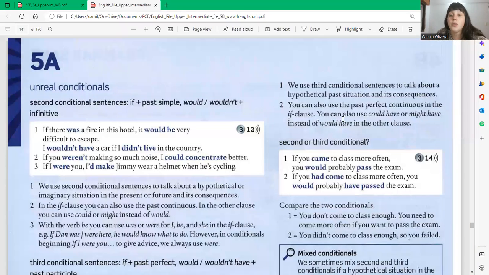As I was saying, we use third conditional sentences to talk about a hypothetical past situation and its consequences. You can also use the past perfect continuous in the if clause. You can also use could have or might have instead of would have in the other clause. So past perfect or past continuous, and in the part of the would, you can use could have or might have instead of would have.